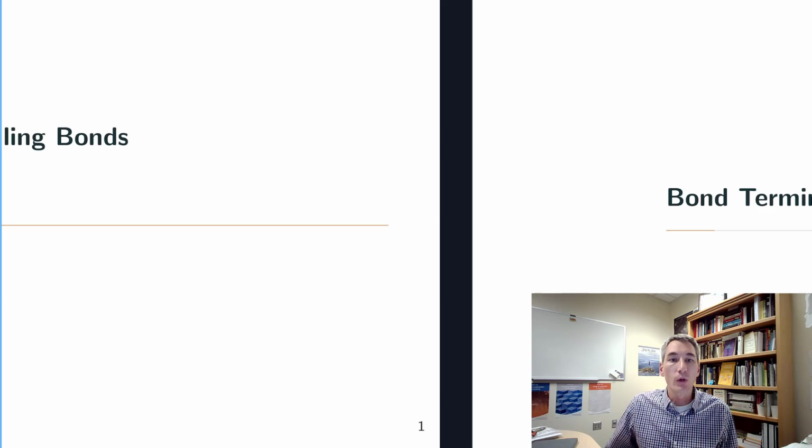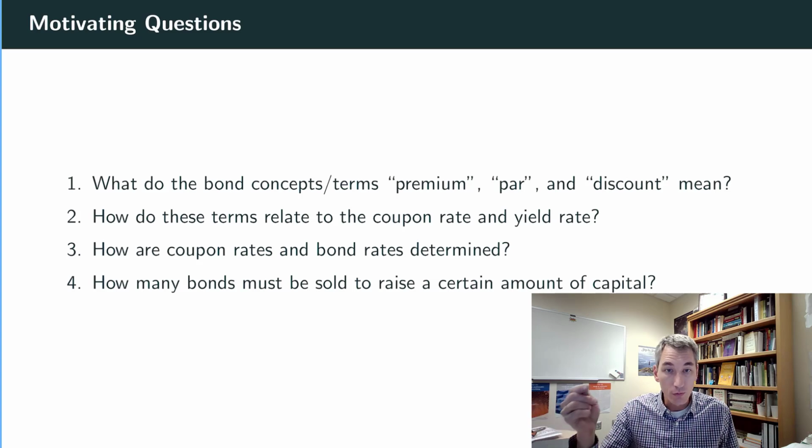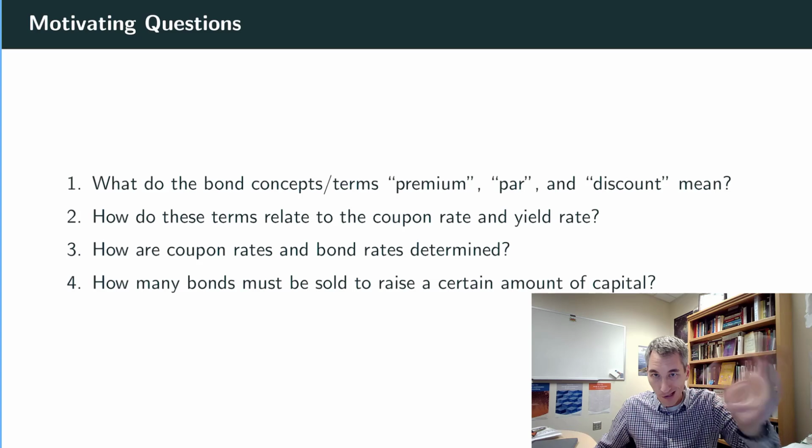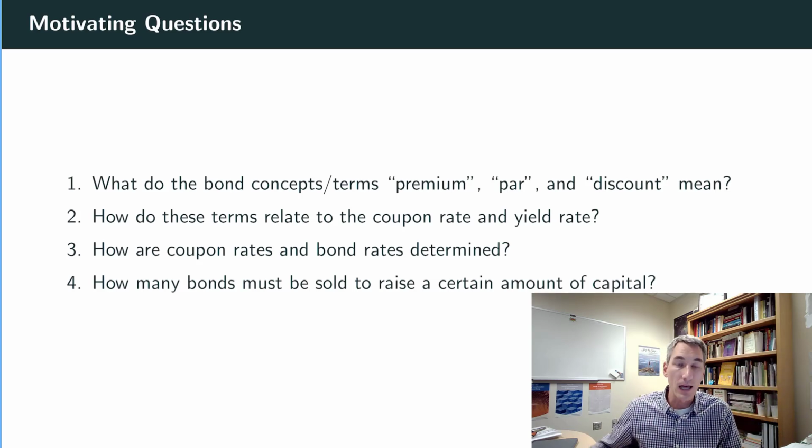So the first thing we want to do is look at the concepts premium, par, and discount. What do they mean? How do they relate to the coupon rate and the yield rate? How are coupon rates determined? And bond rates, so yield rates in other words, and how many bonds must be sold to raise a certain amount of capital. Those are the big questions that we're going to look at, and a lot of terminology coming at you. What are these words here? Your premium, your par, your discount. What do those words mean? We want to do that.